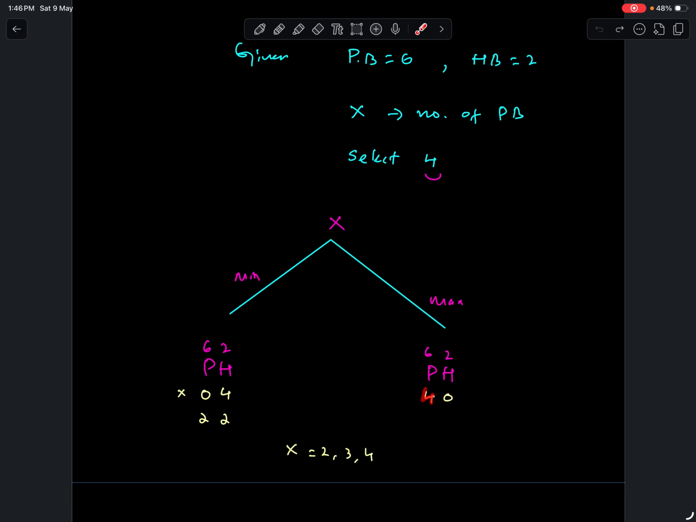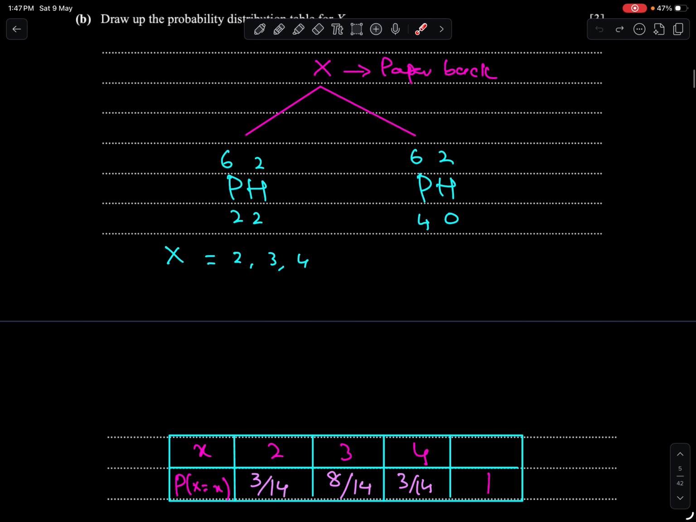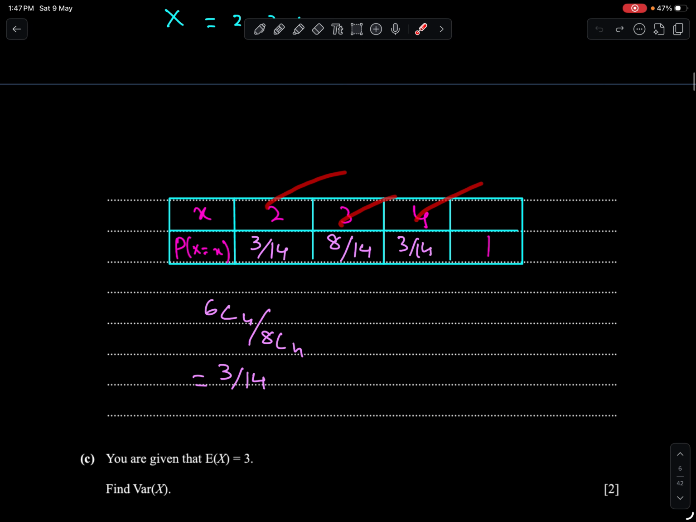Try to take 4P, which is possible because this is 6. So we can have all 4P and no hard bag. Now try to take 0 paper bag and 4 hard bag. Not possible because this is 2. Even 1 and 3 is not possible. So 2, 2 is the only option for minimum. So minimum there are 2 paper bag and maximum 4 paper bag. So X can take these values. This is the way to select the values of X. So these values are here, 2, 3, 4. Now how to find probability?